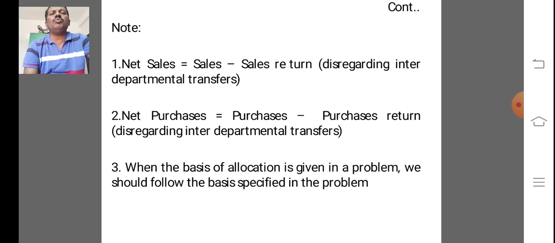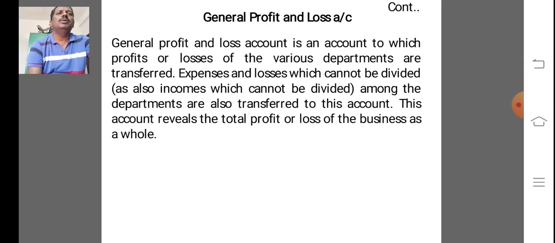Note, net sales is equal to sales minus sales returns, disregarding interdepartmental transfers, and net purchases is equal to purchases minus purchase returns, disregarding interdepartmental transfers. When the basis of allocation is given in the problem, you should follow the basis specified in the problem.